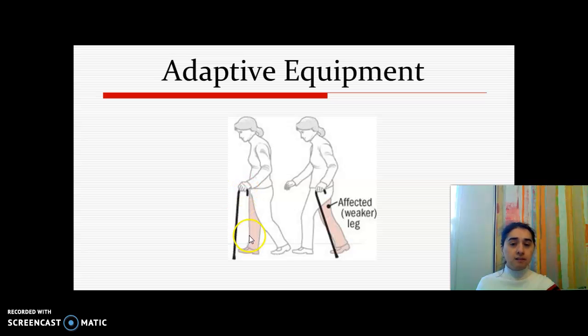In this case, this is the right lower extremity. So at the time when the right lower extremity is on the floor, partial weight is also supported by the cane. And when the good leg stands up, then the balance can be achieved, with the bad leg and the cane working together. So pay close attention to how your patients use adaptive equipment.